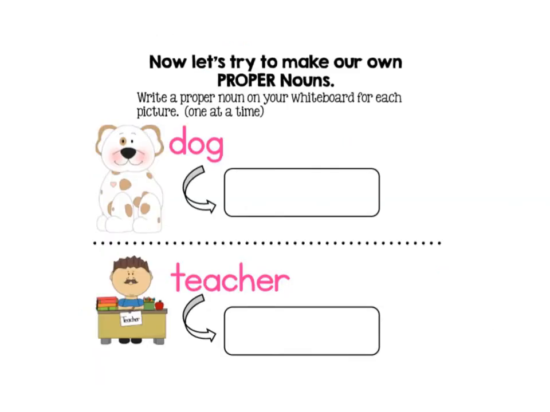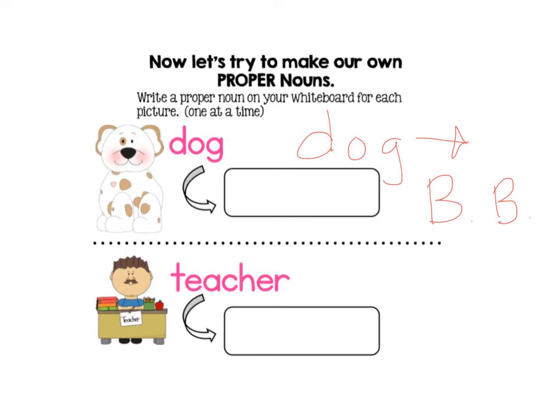Now it's your turn to try and make proper nouns. You are going to do this in your notebook. So for example, for the first one, what you would write, dog, and then put an arrow to show that you're moving from a common noun to a proper noun. Then write the name of a dog. For example, my dog's name was BB.